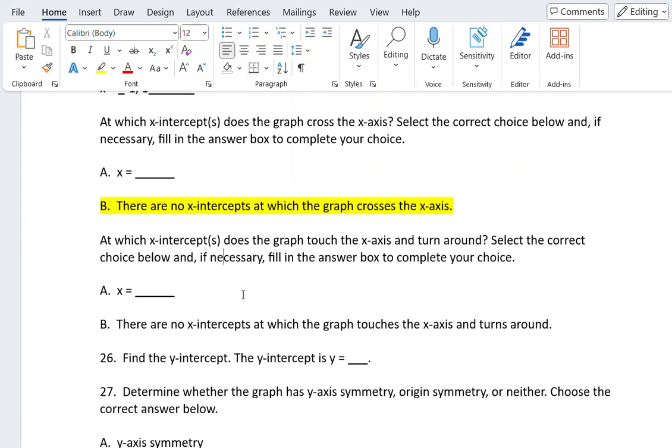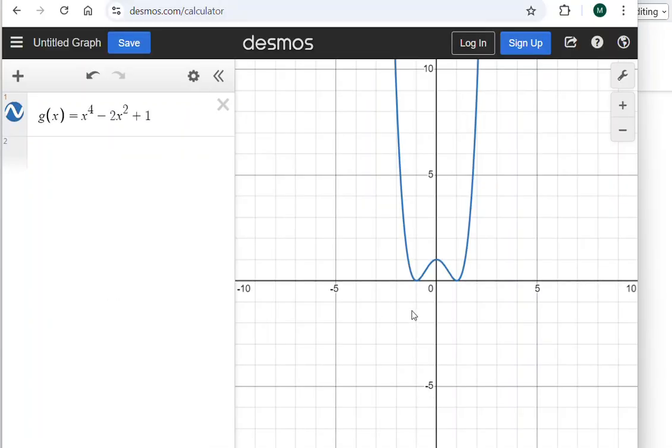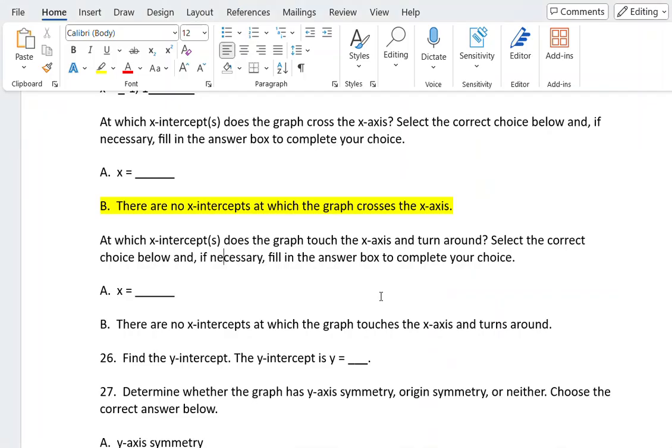At which x-intercepts does the graph touch the x-axis and turn around? That's going to happen at both -1 and +1. I can tell by looking at the graph. So I would choose answer choice A, and in the box, type in -1, 1.